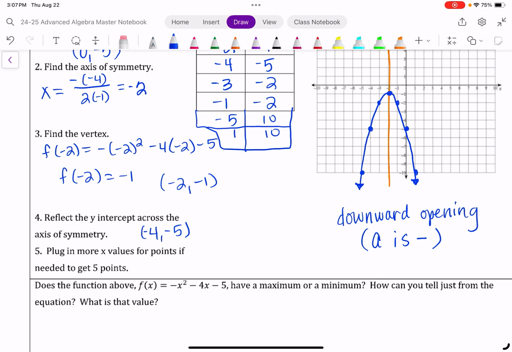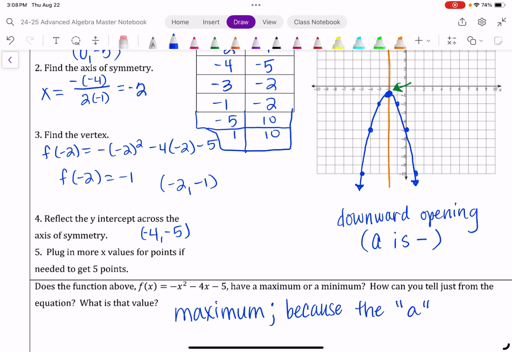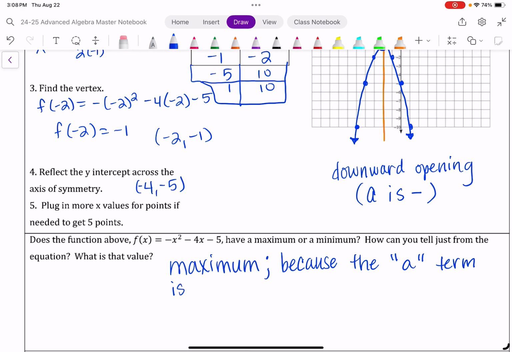So does the function above have a maximum or a minimum? Look at the graph right there above it. This point right here is what we're talking about. Is that a maximum or a minimum? It is a maximum. And how can you tell that just from the equation? Because the A term is negative, and that value, A, is equal to -1.